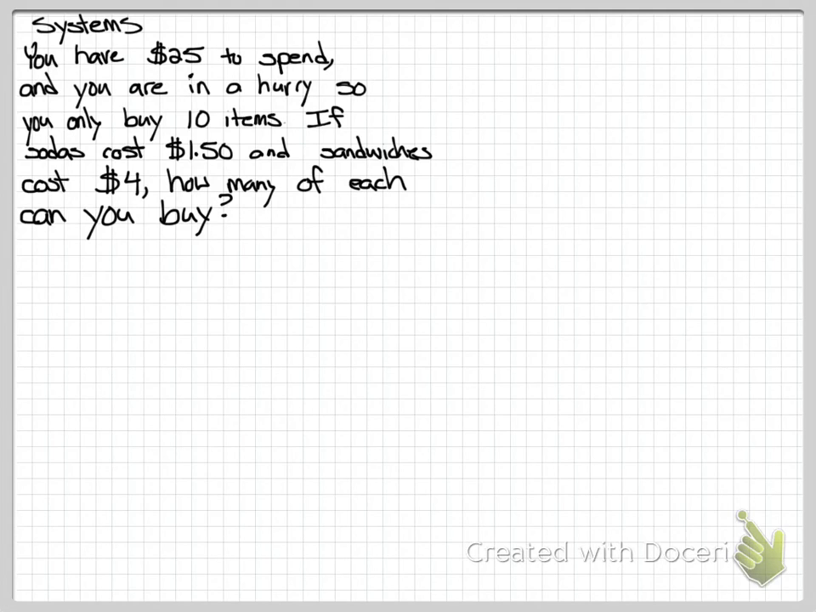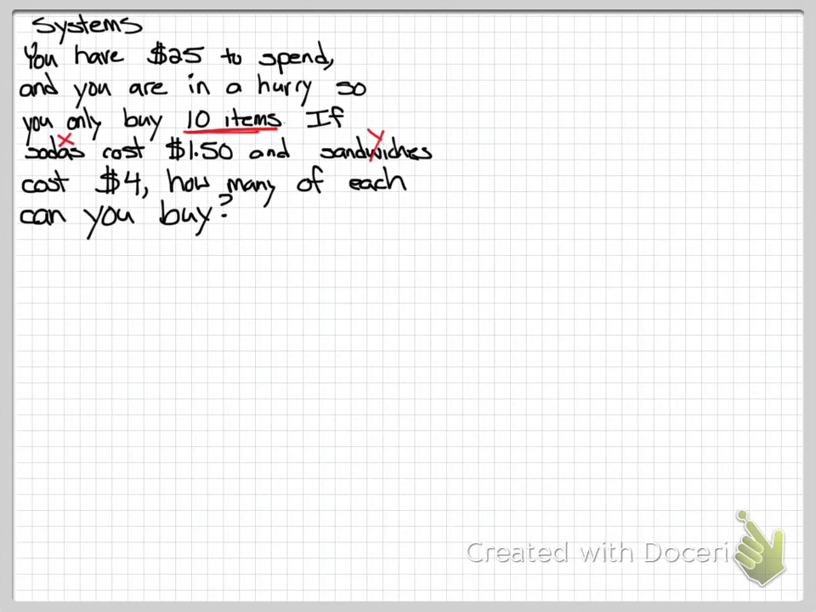So in this problem, for some reason you have $25 to spend and you're in a hurry so you can only buy 10 items. Apparently you're in need of sodas and sandwiches. If sodas cost $1.50 each and sandwiches cost $4 each, how many of each can you buy? So you need to look at each part one at a time. You can only buy 10 items, and you're only buying sodas, I'm going to call it X, and sandwiches, I'm going to call it Y.